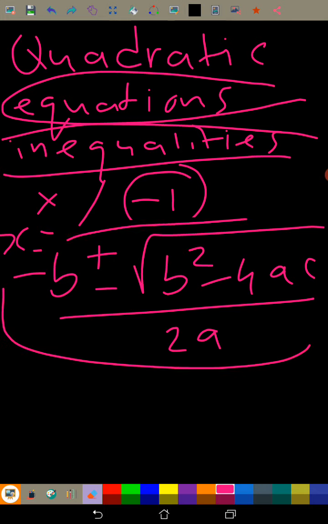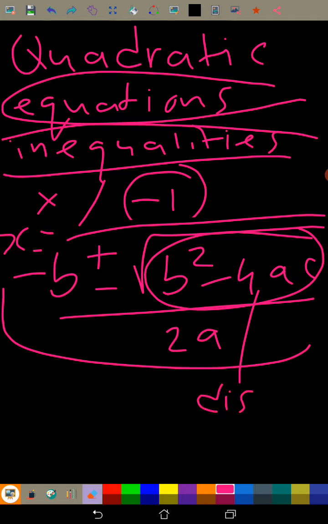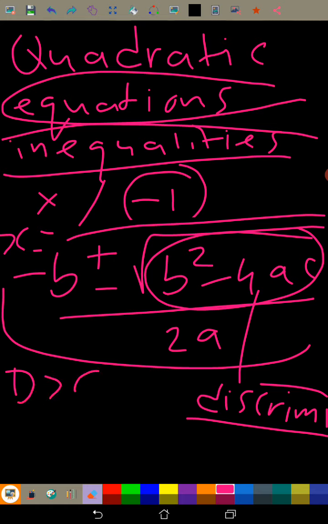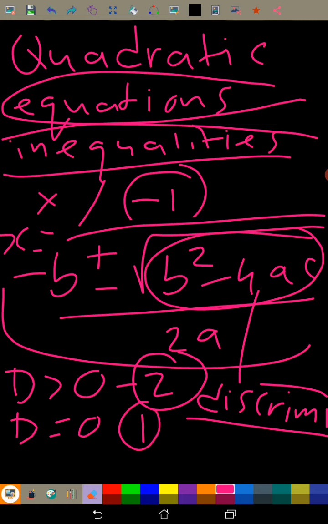So if we want to have the value of x, we also saw a lot of different things, because this is called the discriminant. If the discriminant is greater than 0, there are two real values, which we call roots, for x. If d is equal to 0, there is only one value for x. If d is less than 0, there are no real roots.